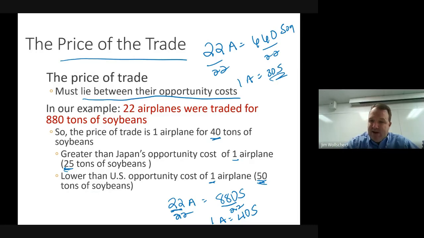So Japan benefits because they're going to get more soy for their airplane than they could have if they decided to produce it on their own. The U.S. is happier about this trade because for an airplane before they'd have to pay 50 if they did it themselves. If they buy it from Japan, they only have to pay 30 soybeans. So the U.S. is happier to produce soybeans here and send those soybeans to Japan for an airplane.